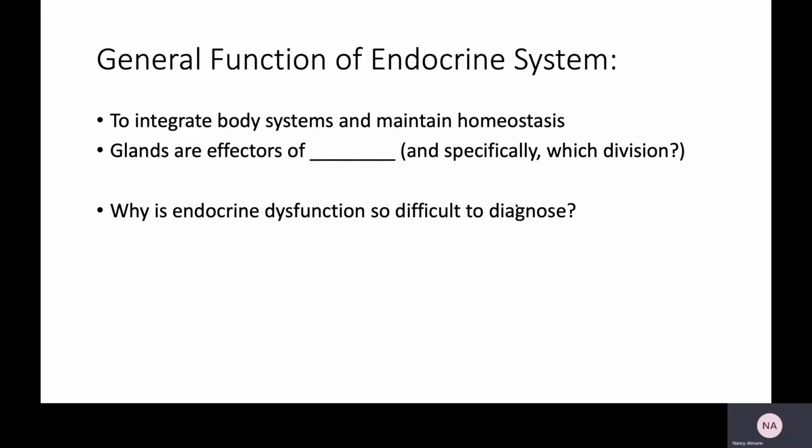The general function of the endocrine system, and this is a very general function, is to integrate body systems and maintain homeostasis through specific actions. Glands are going to be the effectors of, does anybody remember? The central nervous system. And more specifically, which division of the central nervous system.